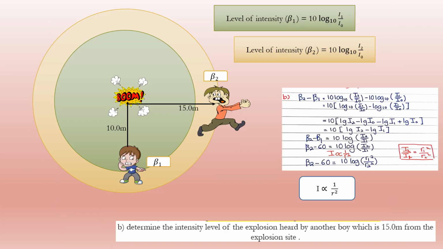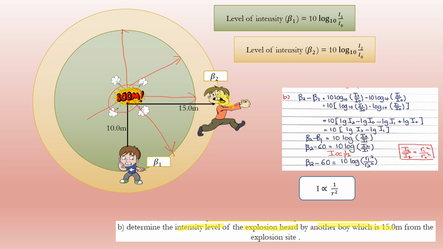Okay. Now let's look at this part here, B. Determine the intensity level. Okay, so they want us to determine what intensity level. That means it refers to 10 log10 I1 over I0, right? Explosion heard by another boy. So the another boy is this guy here. Okay, 15 meter from the explosion site. So this is the way I visualize. Okay, it's a very simple way to visualize it. Okay, so this is the source, which is boom. Okay, explosion site, and then we know this is a point source and it emits waves in all directions.